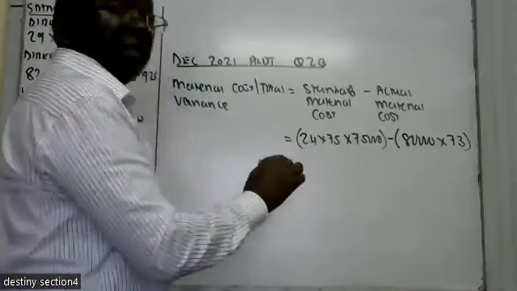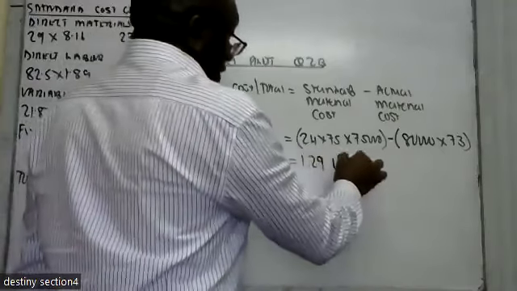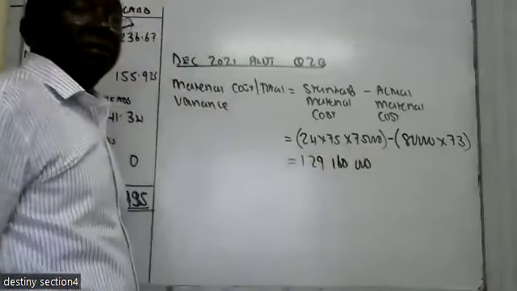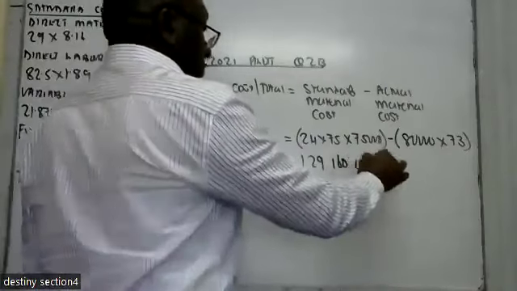After you have subtracted it, yeah, okay, 129 million, 160,000. Positive or negative? Positive. So if it's positive, that means it's favorable.